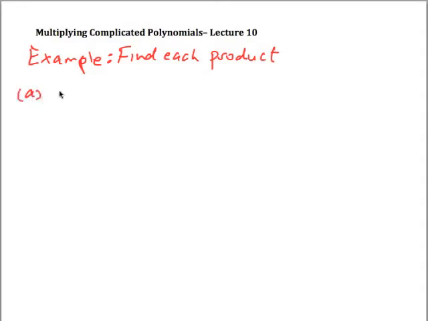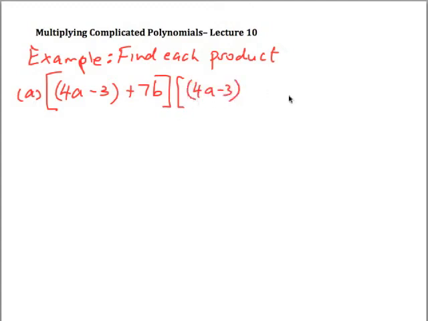Alright, part A. Let's suppose that we have 4a minus 3, and that's a binomial, and we're adding 7b, and we're taking all of that and we're going to multiply it by 4a minus 3 minus 7b. So the thing you want to look at is recognizing that this is a number by itself, as is this. This is the same number, and this one here is the same number as this. So if this was in terms of x and y, this could be x plus y here.